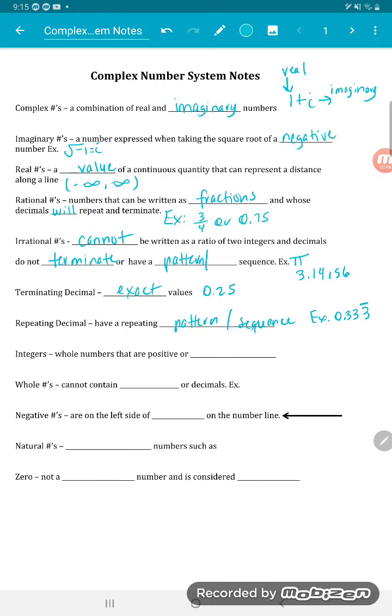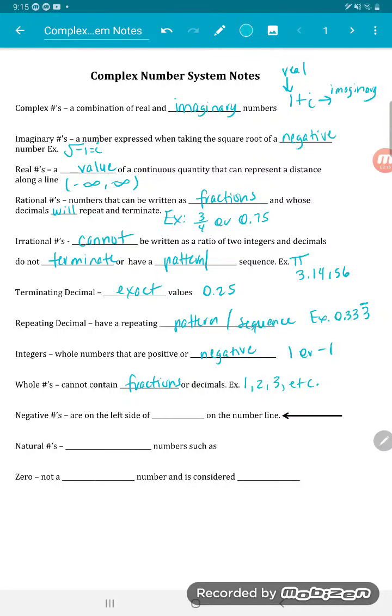Integers are whole numbers that are positive or negative. That can be 1 or -1. Whole numbers cannot contain fractions or decimals. Whole numbers are 1, 2, 3, etc.